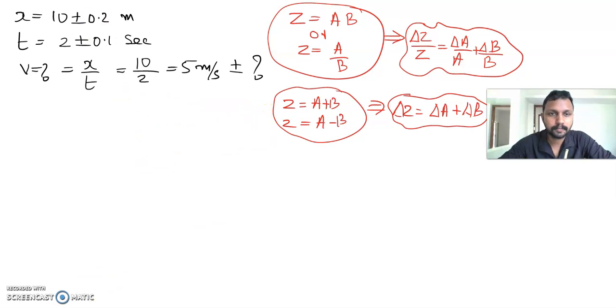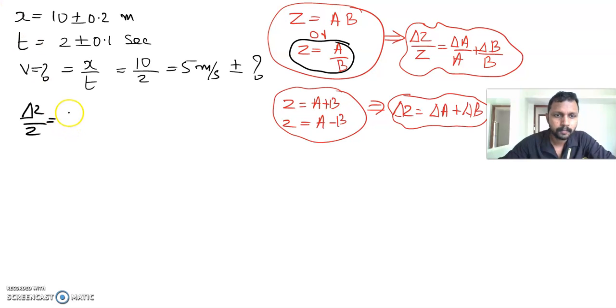Okay, let's continue with our topic. In the case of the product or quotient of two quantities, we have to use this formula. Let's relate this formula to this problem. Here we have to find displacement by time, so it is like Z is equal to A by B. Let me write the formula: delta Z by Z is equal to delta A by A plus delta B by B.